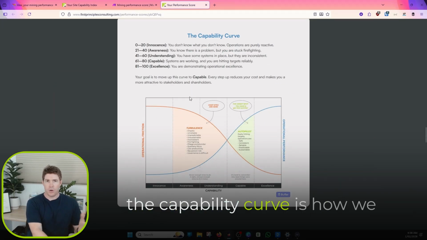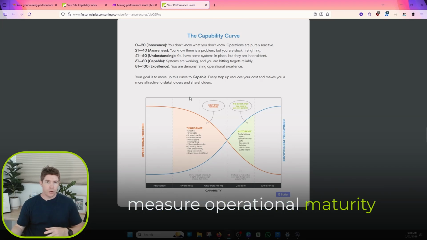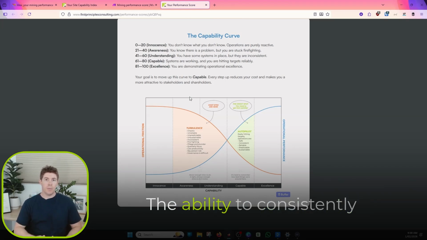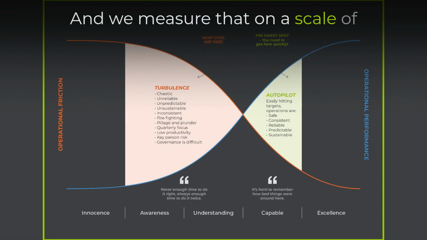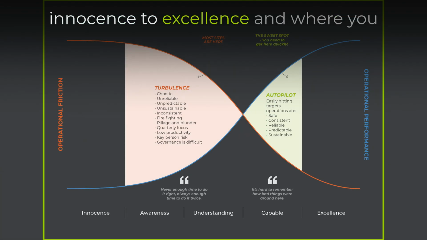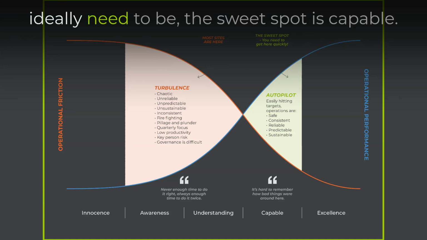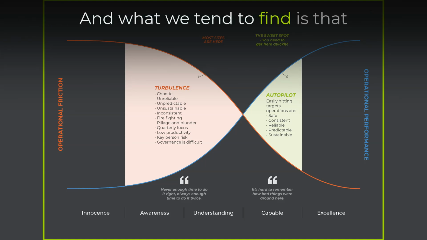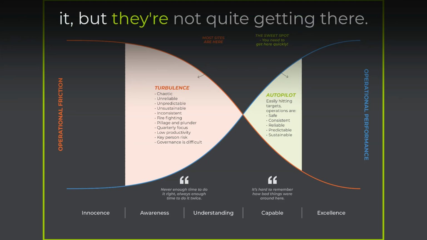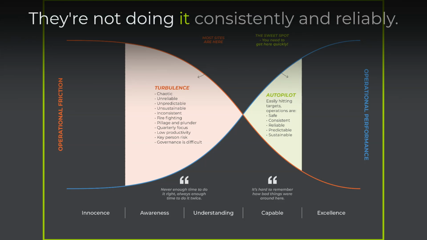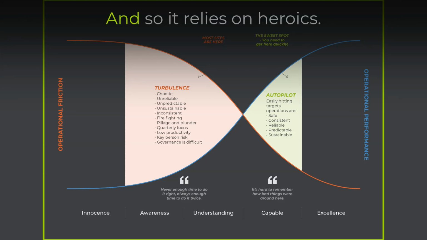The capability curve is how we measure operational maturity or operational capability, the ability to consistently and reliably execute strategy. And we measure that on a scale of innocence to excellence. And where you ideally need to be, the sweet spot, is capable. And what we tend to find is that most sites sit in this turbulent zone. They're aware of it, they understand it, but they're not quite getting there. They're not doing it consistently and reliably. And so it relies on heroics, it relies on workarounds.